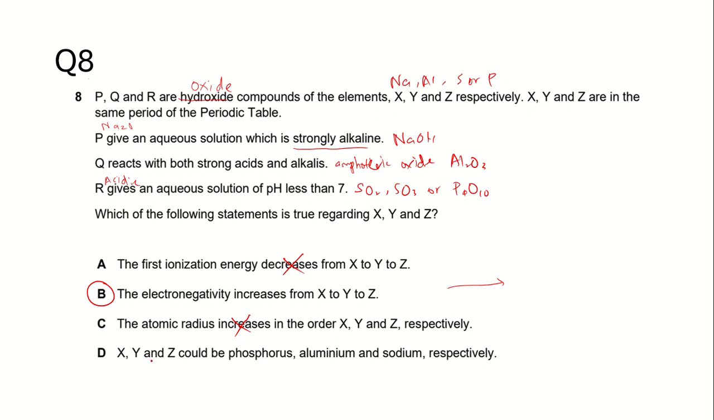Now D, X, Y, and Z could be phosphorus, aluminium, and sodium. We just say that X is sodium, Y is aluminium, Z can be sulfur or phosphorus. This order is exactly the opposite from what we've discussed. So D cannot be our answer. Number 8, the answer is B.